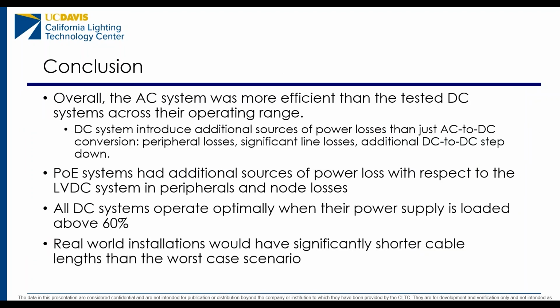So in conclusion, the AC baseline system is more efficient than the DC systems across their operating range. The DC systems introduce additional sources of power loss compared to the AC systems in peripheral losses, line losses, and losses for DC to DC conversion. The PoE system had more points of power loss than the LVDC system. And also our testing seemed to agree with the fact that with higher loading on the power supply, you get a higher AC to DC conversion efficiency. And finally, the real world cable lengths would be significantly shorter than the worst case scenario.